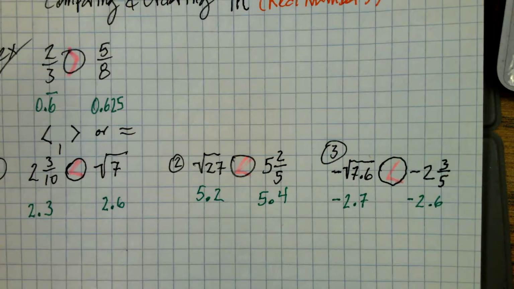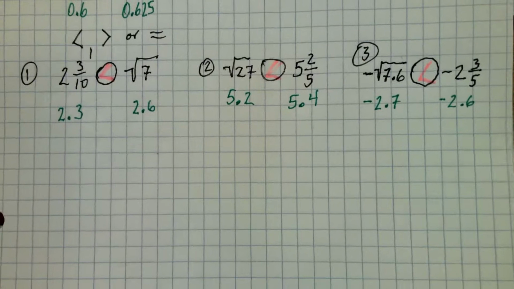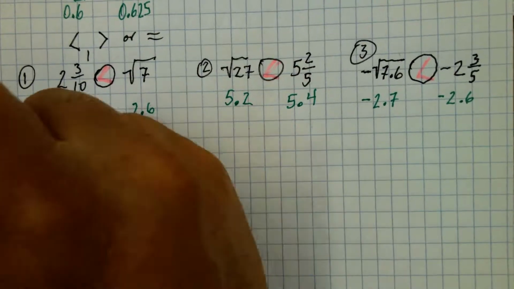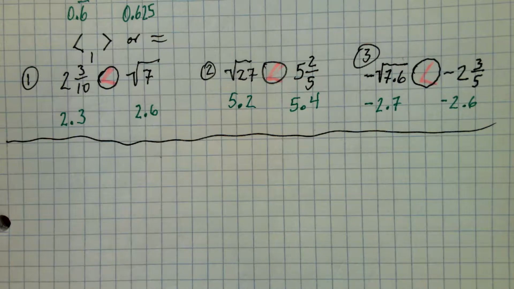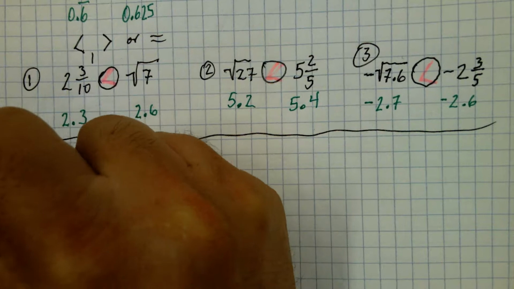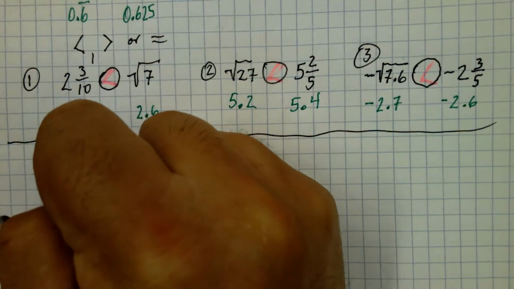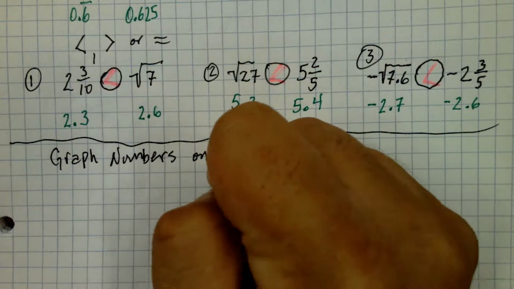All right. The other thing we're going to do is we're going to order numbers. Put numbers in order. We'll just do one quick example of that, because I think you see one example of the next part, we'll get it. Okay. So what we're going to do is graph the numbers on a number line.